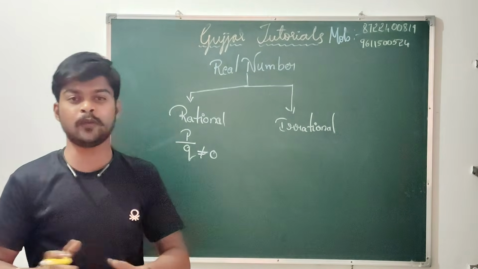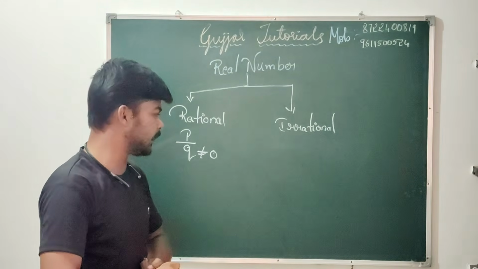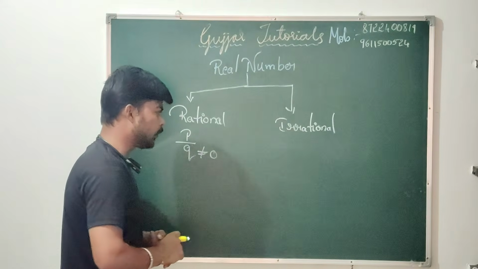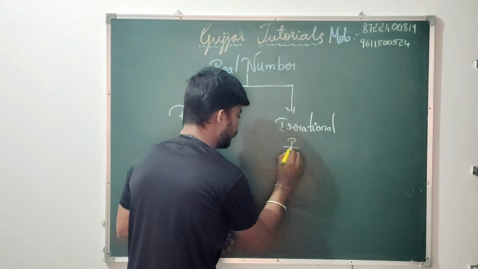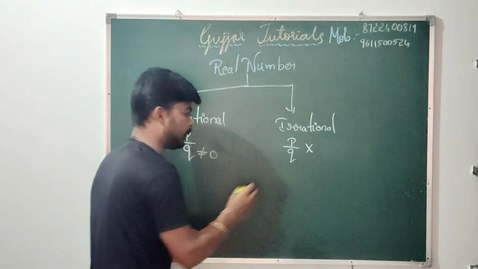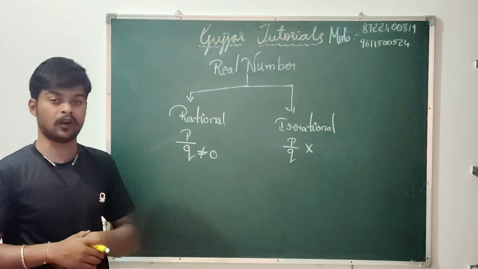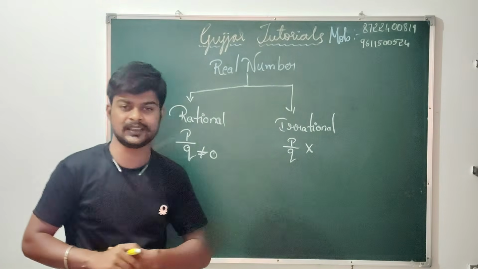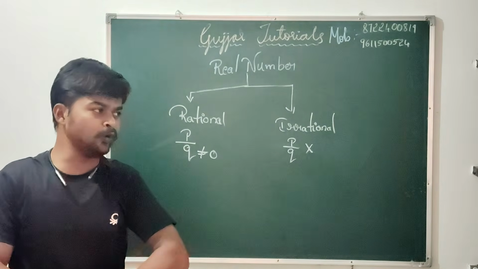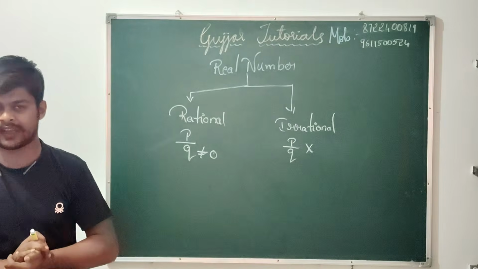Sir, then what about the irrational number? An irrational number is a number which cannot be written in the form of P by Q. The number which can't be written in the form of P by Q is called an irrational number. Sir, how to find whether the given number is rational or not?